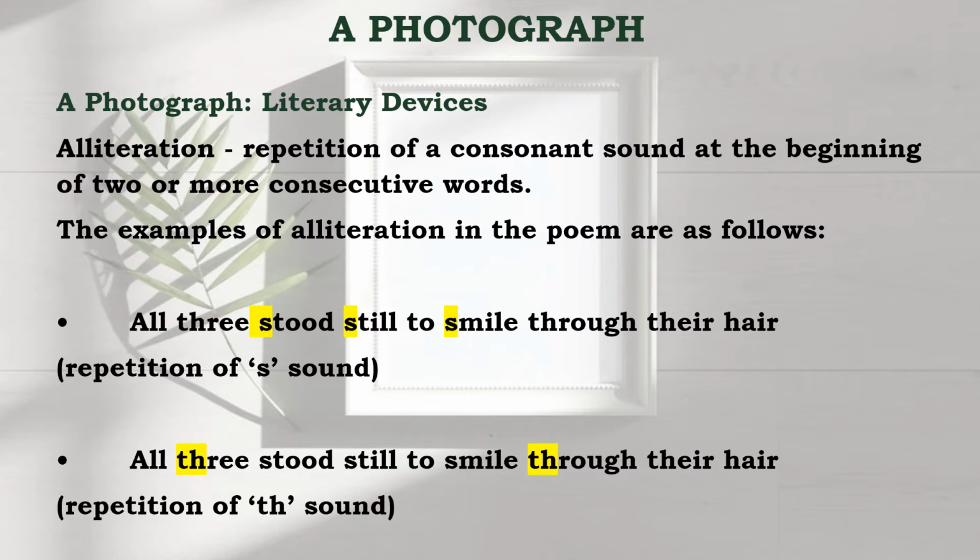First one is, "all three stood still to smile through their hair." Here, "s" sound has been repeated in stood, still, smile. Second, "all three stood still to smile through their hair." Here, "th" sound has been repeated in three, through. So, these are the examples of alliteration.